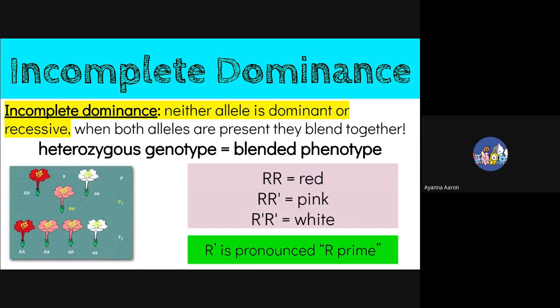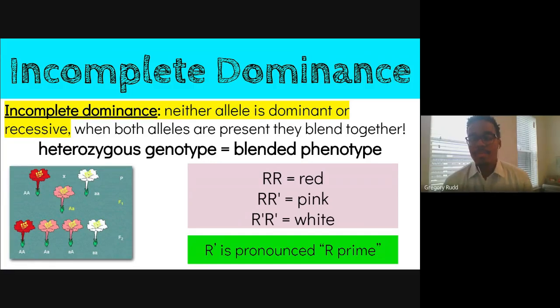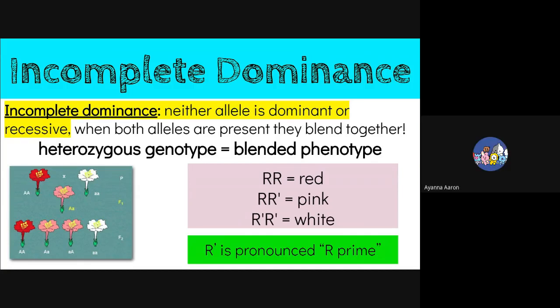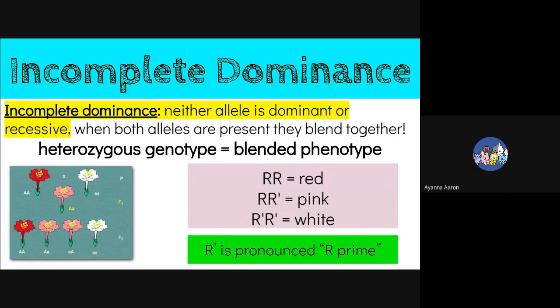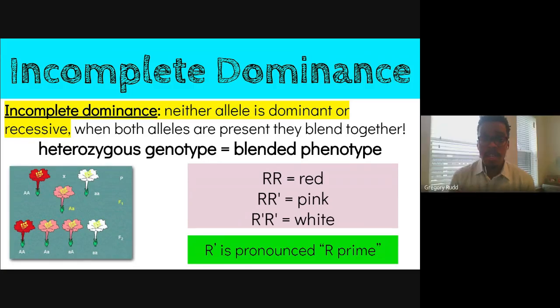So our skin colors aren't incomplete dominance? Not quite. We're going to continue to talk about our skin color, you know, is a polygenic trait. It is a result of many different genes, but we're going to talk about something else tomorrow that will really be what happens with our skin color. Okay. But I'm glad you're thinking about that.